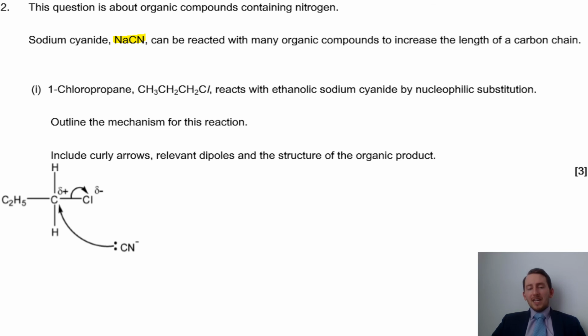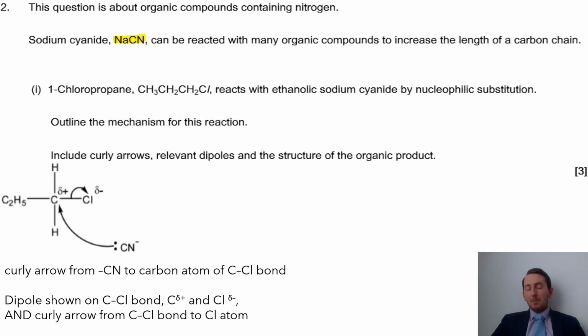So again, we have our CN minus with a lone pair, curly arrow going to our carbon that's slightly delta positive, and the bond between the delta positive carbon and the delta negative chlorine, that bond goes to the chlorine. So again, making sure we have those in there. So there's 2 marks that we get for that bit there. And then our final product, we increase that carbon length. We now have a carbon to carbon bond that has then nitrogen on it. And then make sure we show that we have that chlorine, like we did the last one with bromine. Make sure we show that that's there as well.